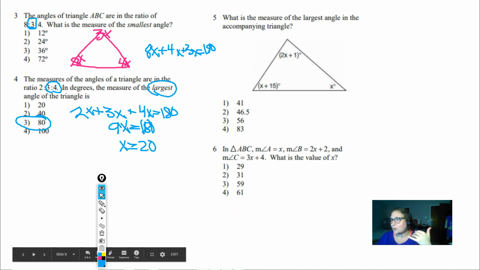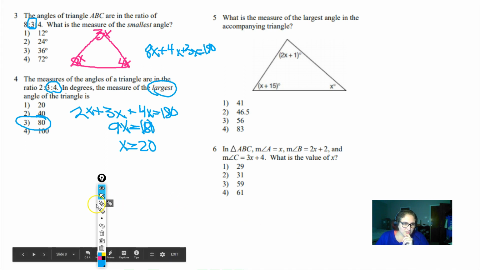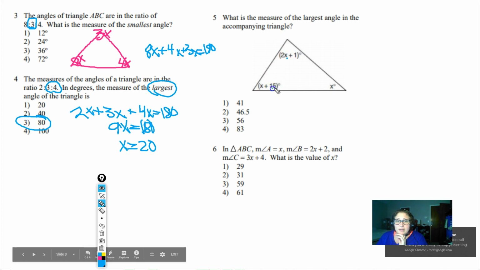Does anyone need me to go over more questions relating to the inside part of a triangle is 180 degrees? Okay, I got a maybe, so let's just do one or two more. Here we've got these three. So we just remember the inside part is 180 degrees.